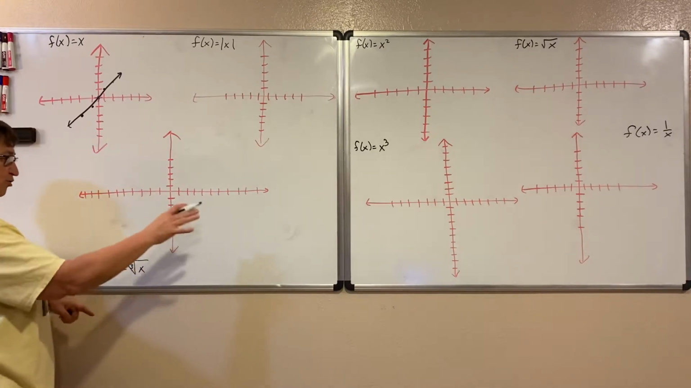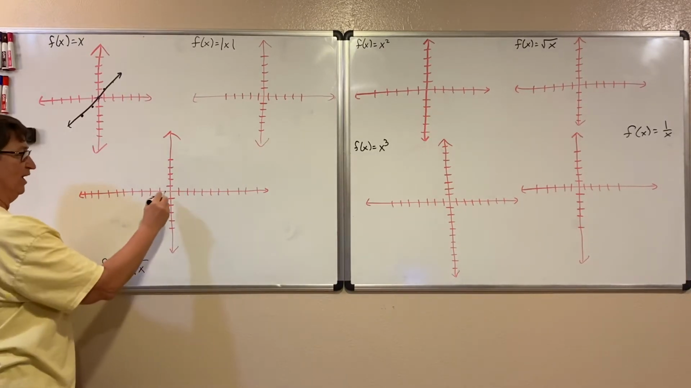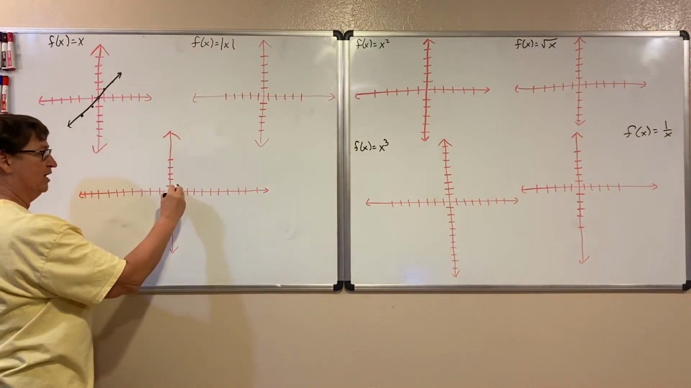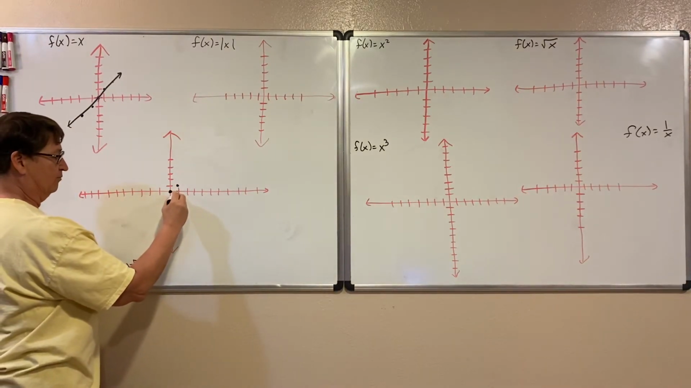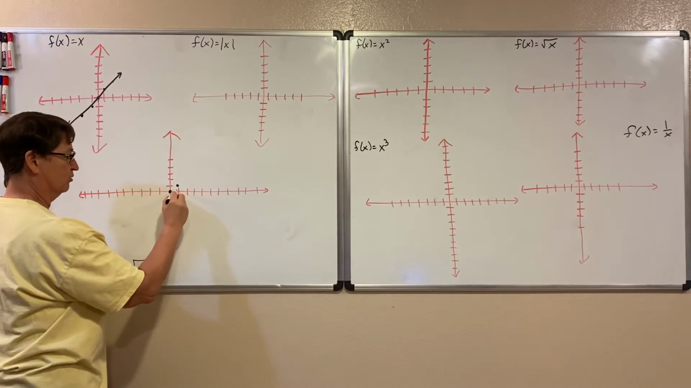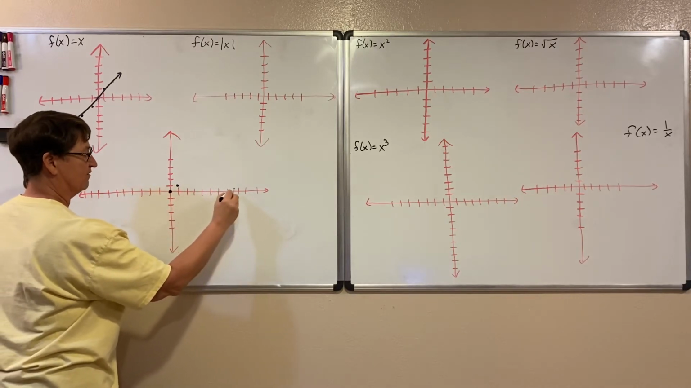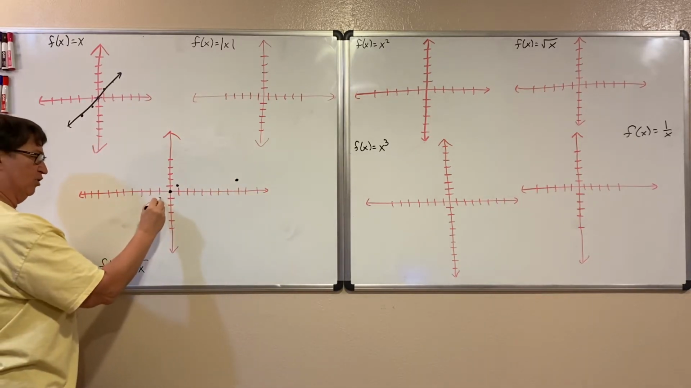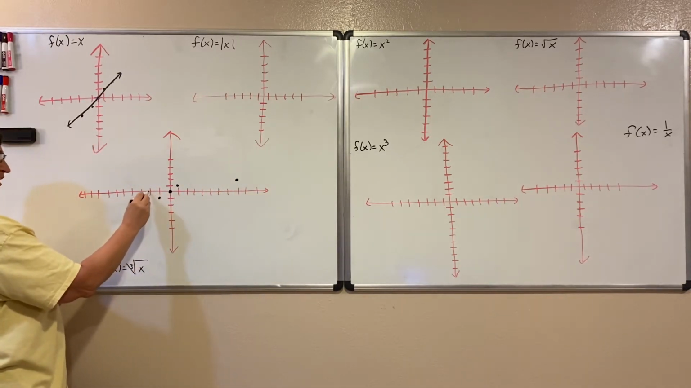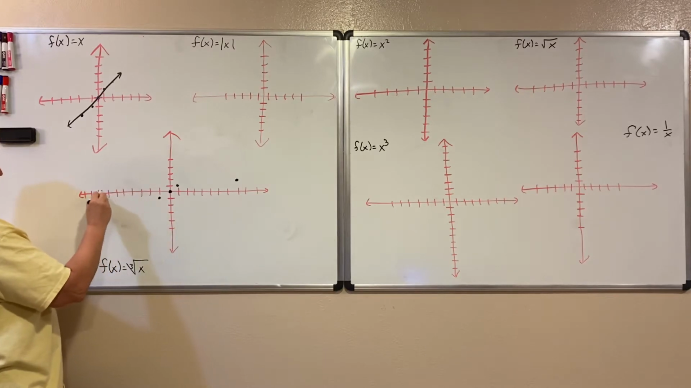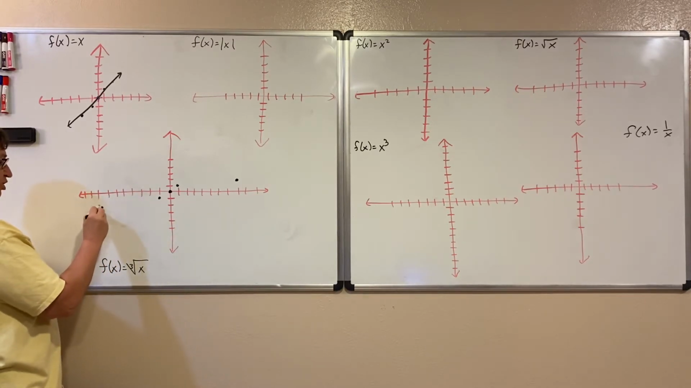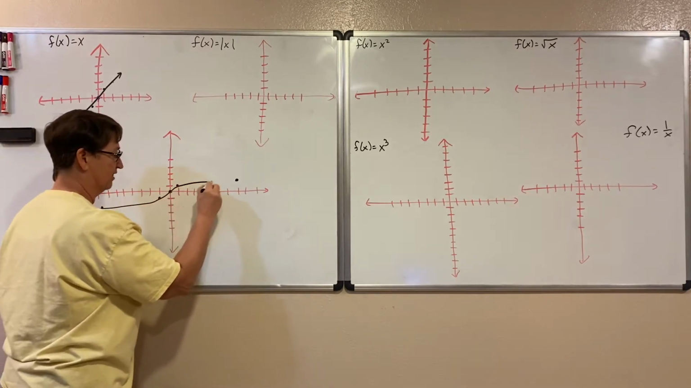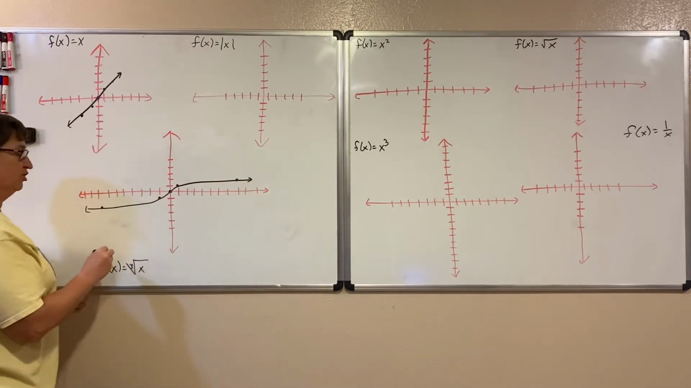I know my cube root function is a third street sideways. It starts at (0, 0) there. It has a point at (1, 1), a point at (8, 2). So the cube root of -1 is -1, and the cube root of -8 is -2. So my cube root function looks something like this. That's the cube root function.